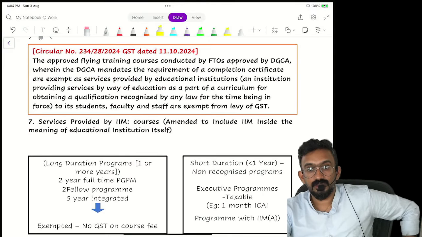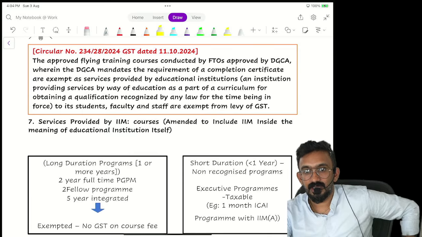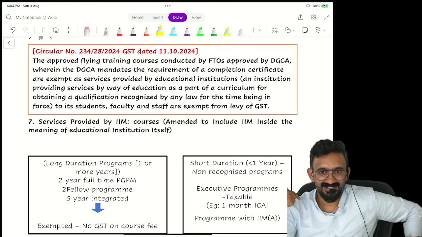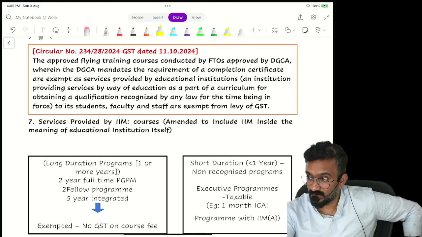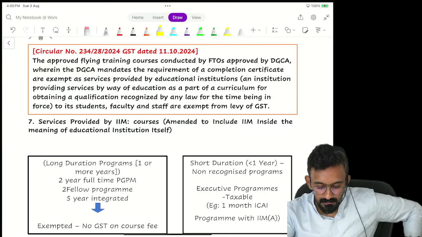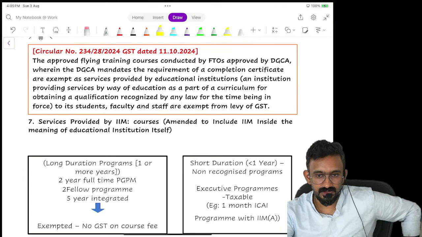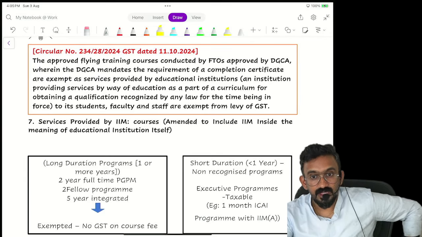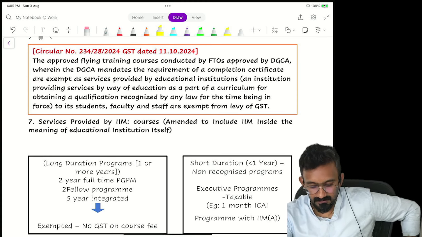When marine courses got exempted, those people who are running flying academy came and asked, what about us? Shipping? Flying. We should also get exemption? Government said, yes, you are also second category. Came as a circular. What is it? Approved flying training courses conducted by FTO, Flying Training Organization. That's the full form of FTO.